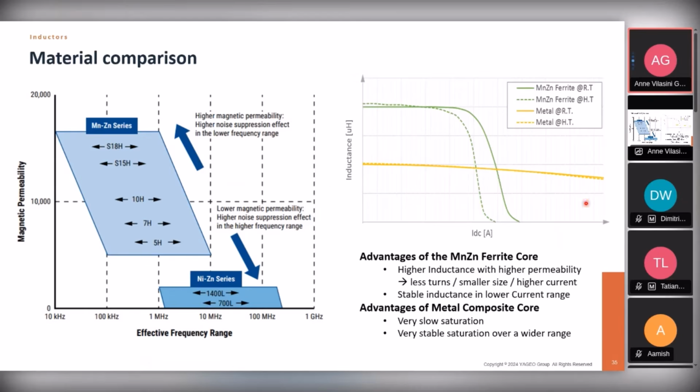And the behavior of the inductance with respect to the DC current: here also you can see the manganese zinc ferrite is dropping very abruptly, but the metal composite is pretty stable. So the takeaway is the ferrite core is going to give you a higher inductance value and a smaller size, and it's also stable. But the metal composite is going to give you a very stable saturation across a wide range.